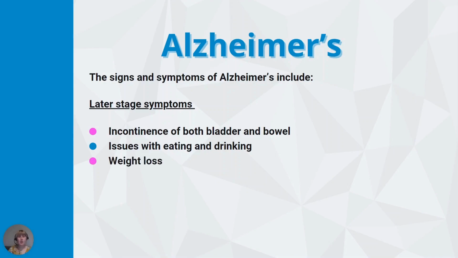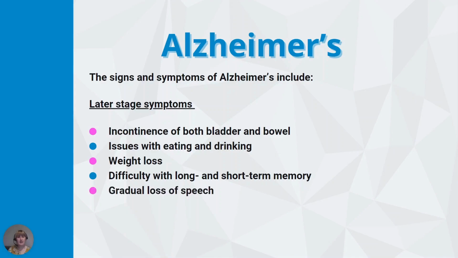Weight loss, again, a contributing factor if the person's not eating or drinking well. They could have issues with their long and short-term memory. And as already mentioned, a gradual loss of speech. So this is our Alzheimer's disease.